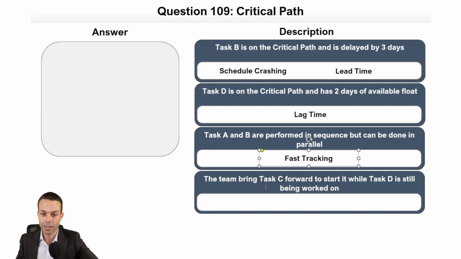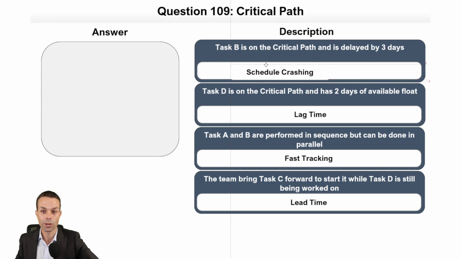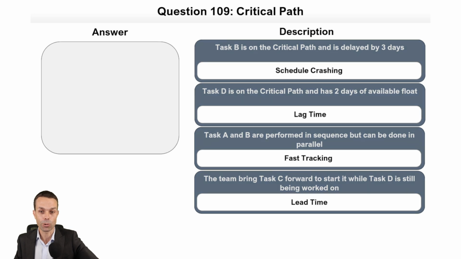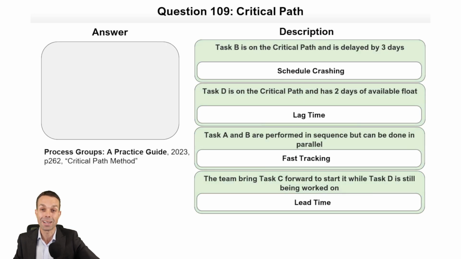The team bring task C forward to start it while task D is still being worked on. That is our lead time. So they're using lead time, or they have lead time available, so they can lead it forward. And that means we're going to use schedule crashing to make sure that that task is not affected on the critical path. And let's have a quick check. And there we go, page 262, the critical path method in the Process Groups Practice Guide.